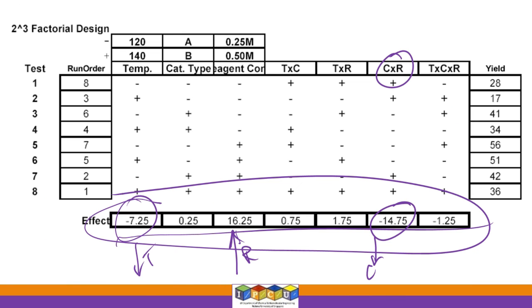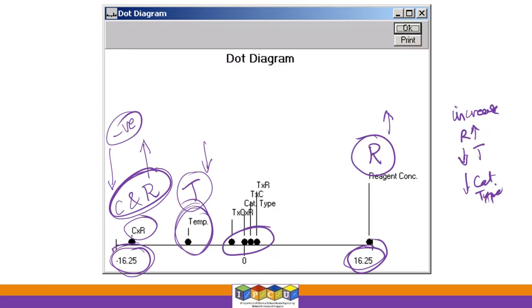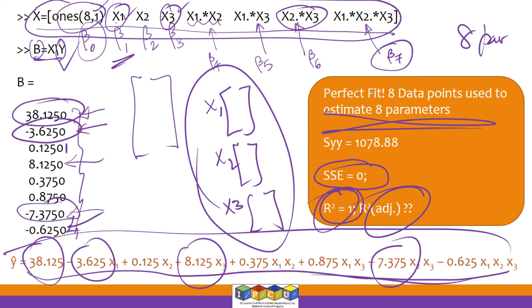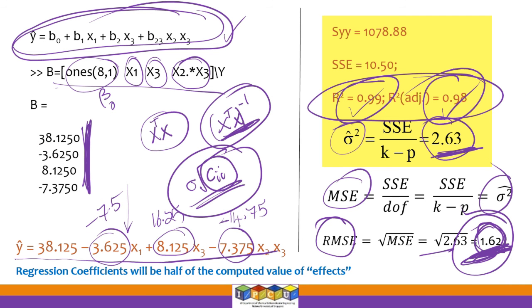So when you go to look at the effects, you get numbers like minus 14.75, plus 16.25, and minus 7.25. The regression coefficients are, for certain reasons, exactly half of the values of the effects that are computed. So the effects and the regression coefficients have this correspondence. That is why you don't have to do those effects calculations in the way that was introduced to you before.